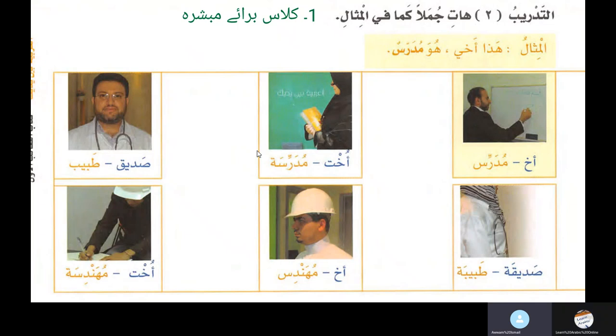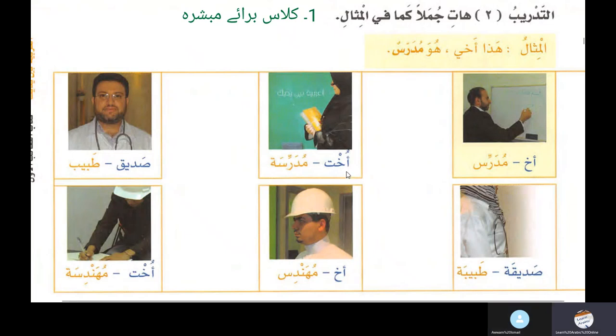Am I supposed to do that now, or is this homework? No. Okay. So I can say akhi, sadiqi. No, you have the word ukht and mudarris. So you say, this is my sister, she is a teacher. Now make the sentence.